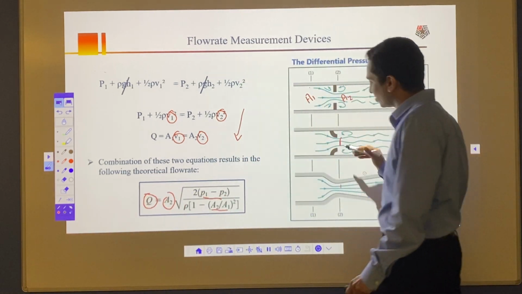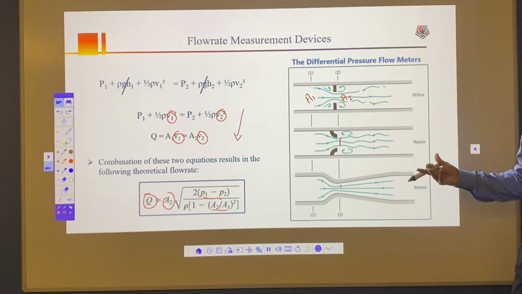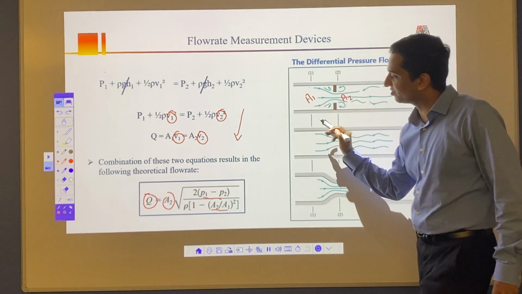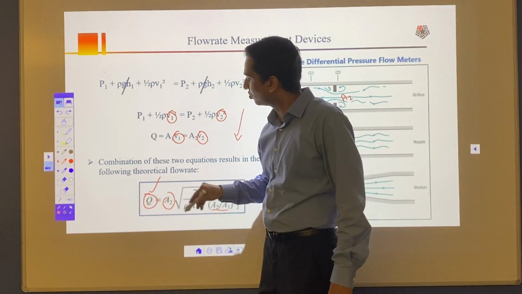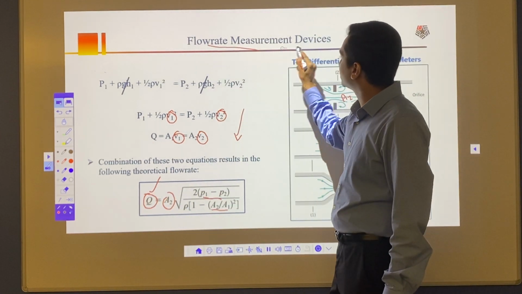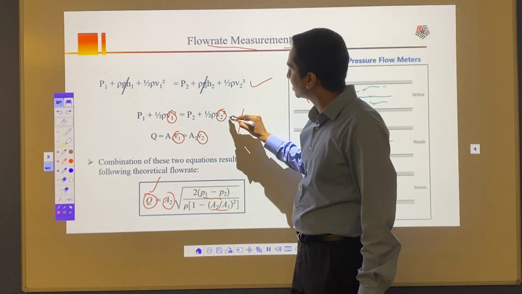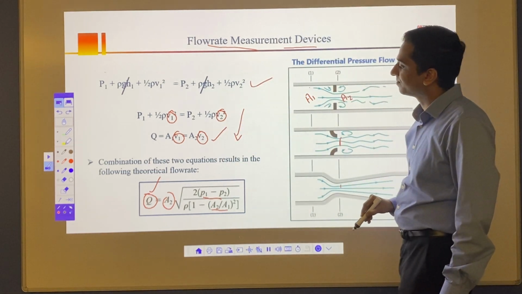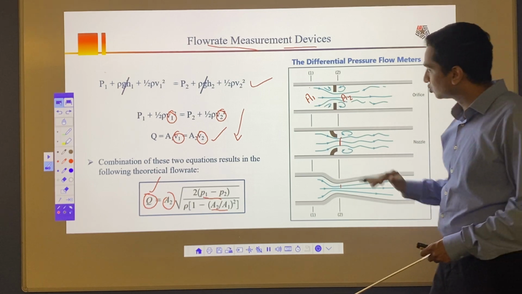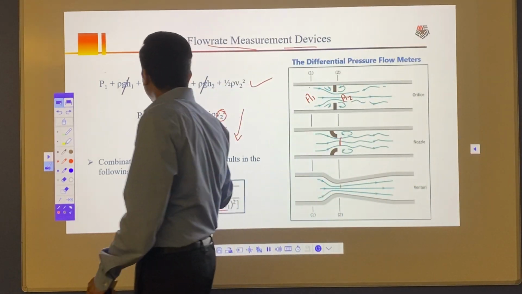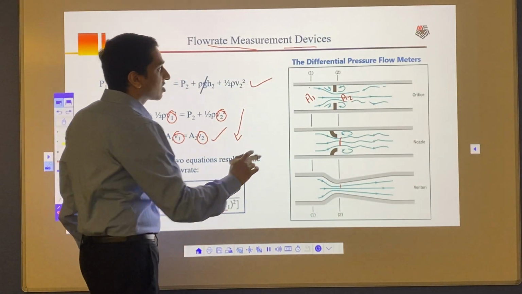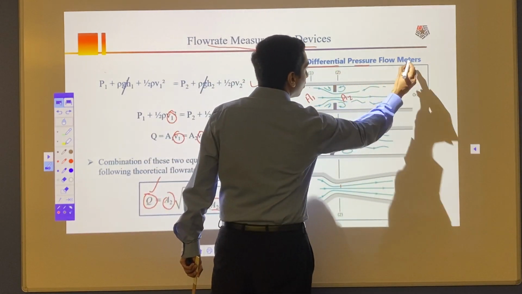to tell you what the flow rate is, how much flow is going. That's what these devices do. They simply measure pressure difference, and once you have the pressure difference, you can calculate the flow rate. That's your flow rate measurement using Bernoulli's equation and continuity equation. And that's how this thing works. So now we will go through these pressure measurement devices one by one, and they are called differential pressure flow meters.